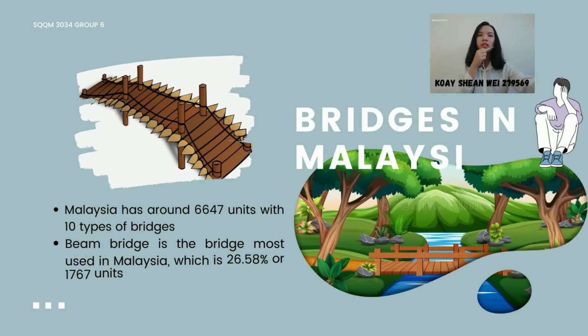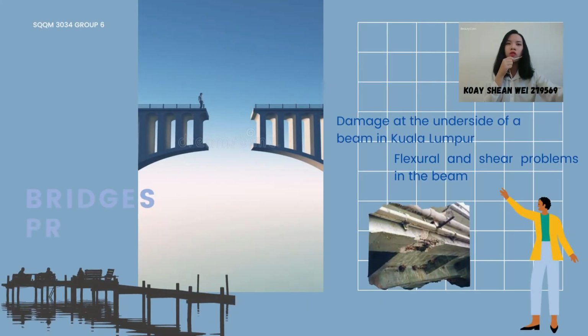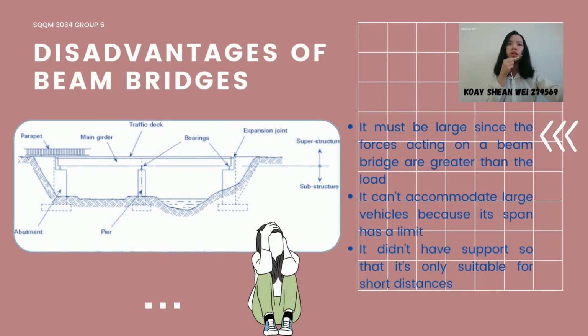Malaysia has around 6,647 units with 10 types of bridge. However, the beam bridge is the bridge most used in Malaysia. As we know, there are a lot of bridge problems in Malaysia, for example, damage at the underside of a beam in Kuala Lumpur, and flexure and shear problems in the beam. So we can say that beam bridges have a lot of disadvantages.